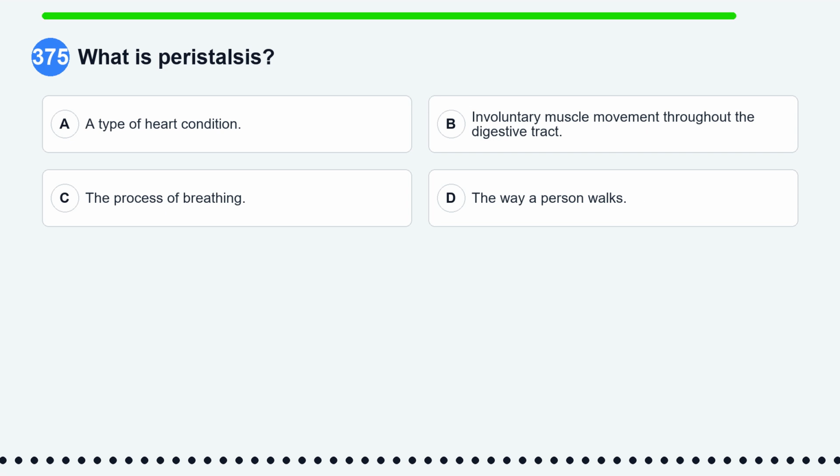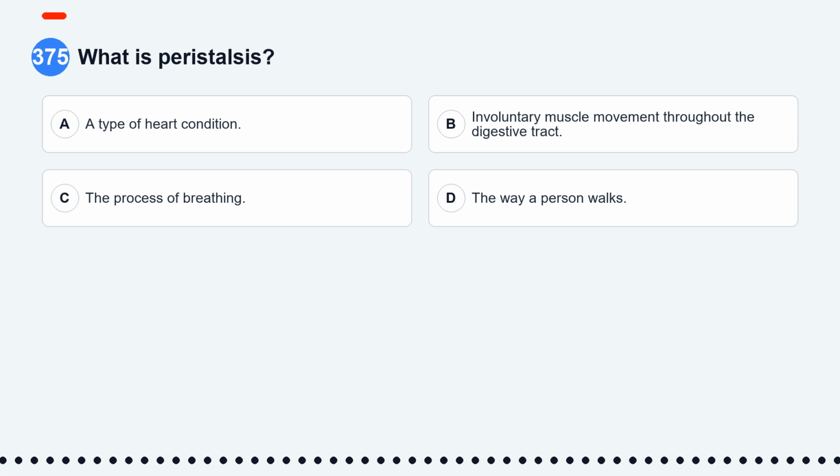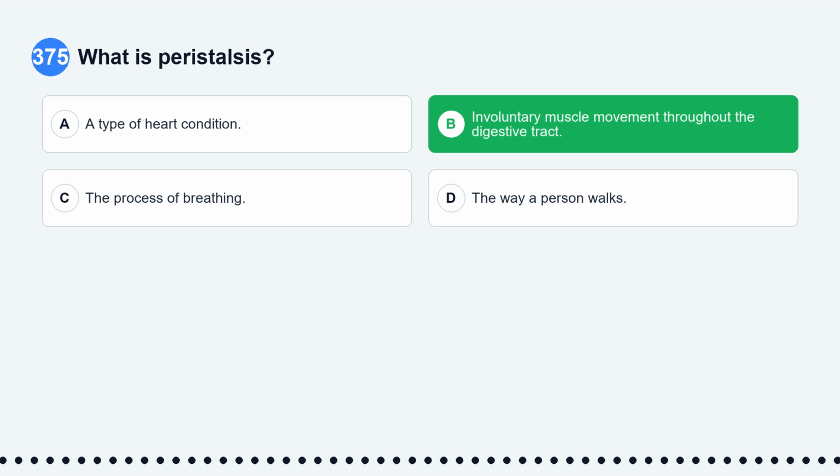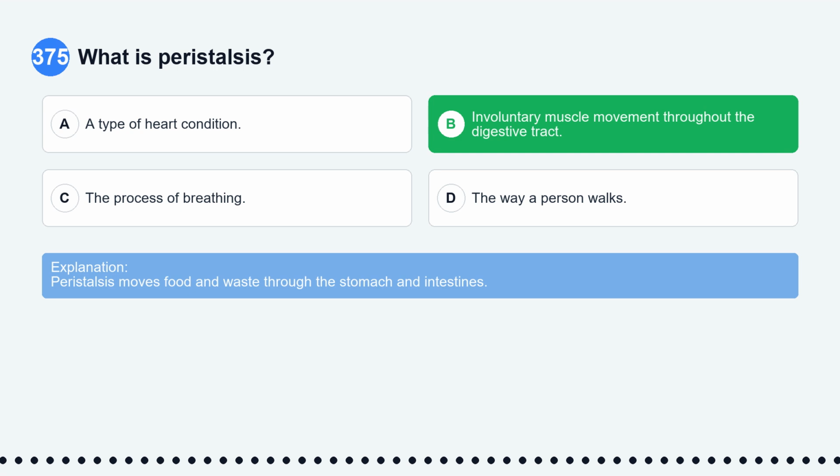Question 375. What is peristalsis? Option A, a type of heart condition. Option B, involuntary muscle movement throughout the digestive tract. Option C, the process of breathing. Option D, the way a person walks. The correct answer is option B, involuntary muscle movement throughout the digestive tract. Peristalsis moves food and waste through the stomach and intestines.